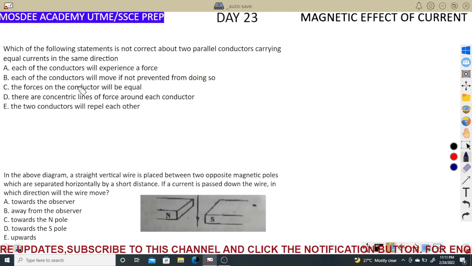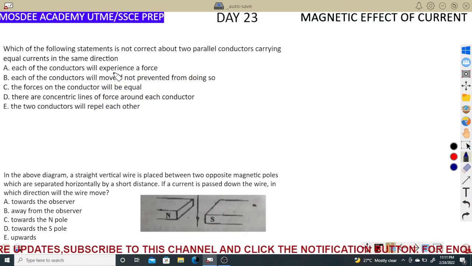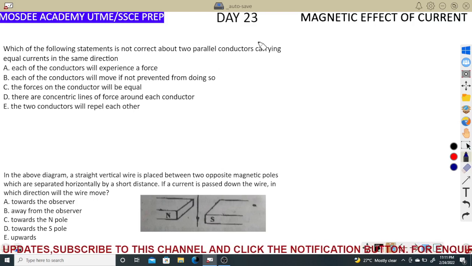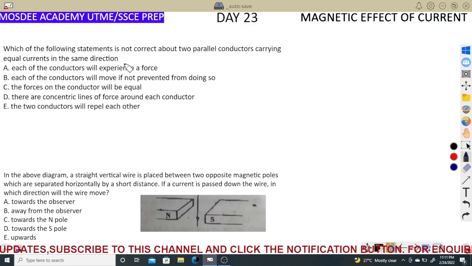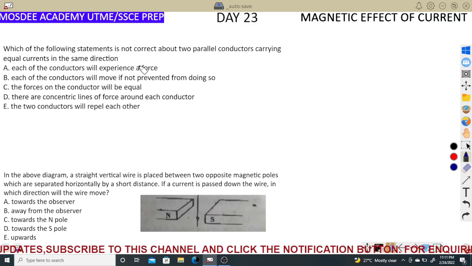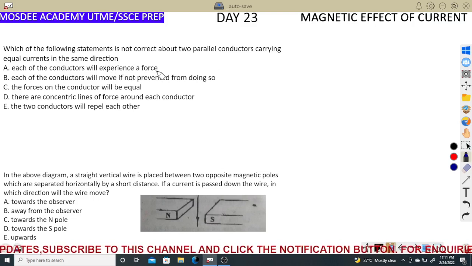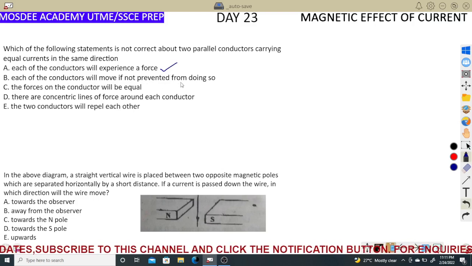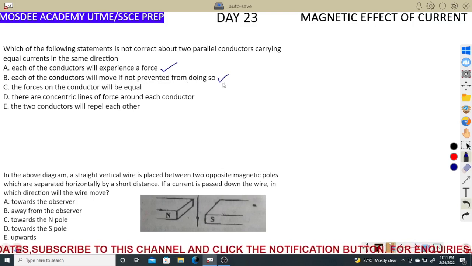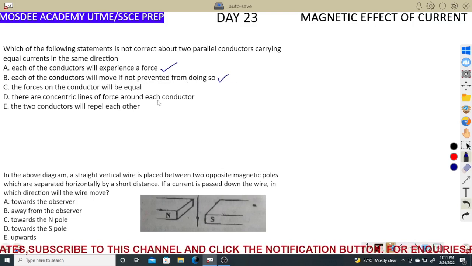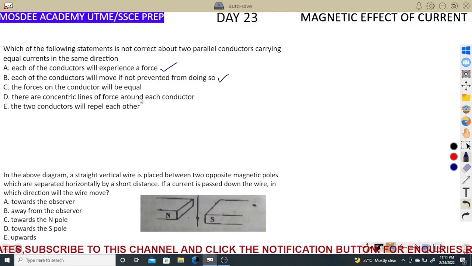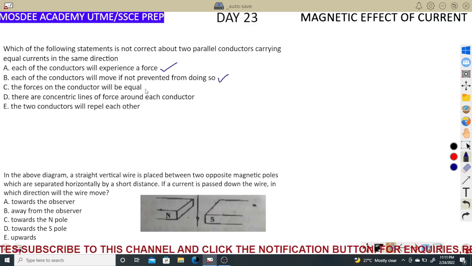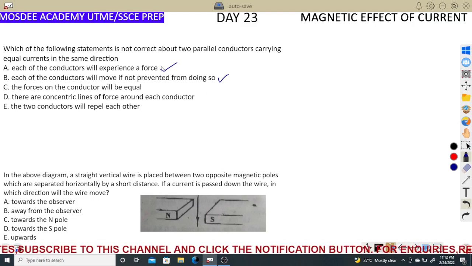Now, which of the following statements is not correct? Please listen. About two parallel conductors carrying current in the same direction, we've talked about this. Same direction is attraction. Each of the conductors will experience a force, which is correct. Each of the conductors will move if not prevented, because there is a force. Forces cause acceleration. The forces on the conductors will be equal. Now, it's also correct. The forces will balance.